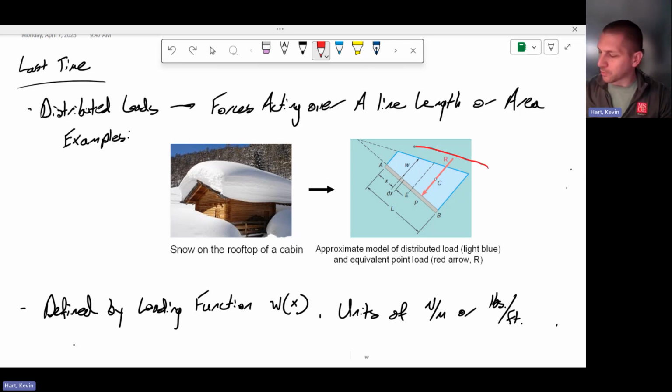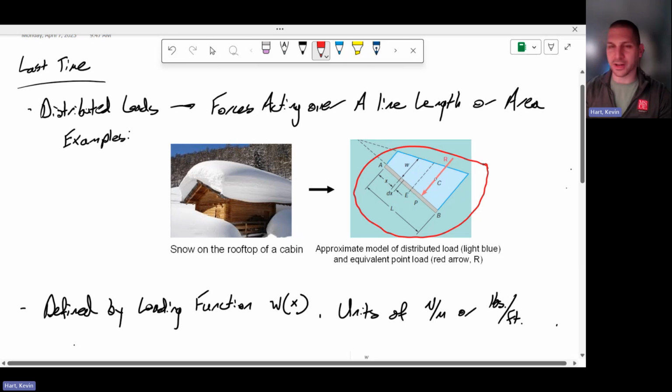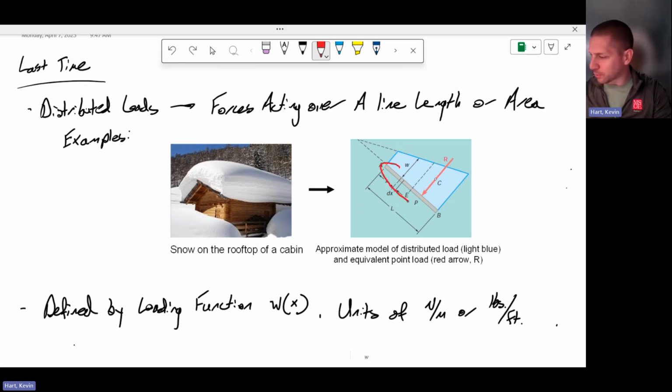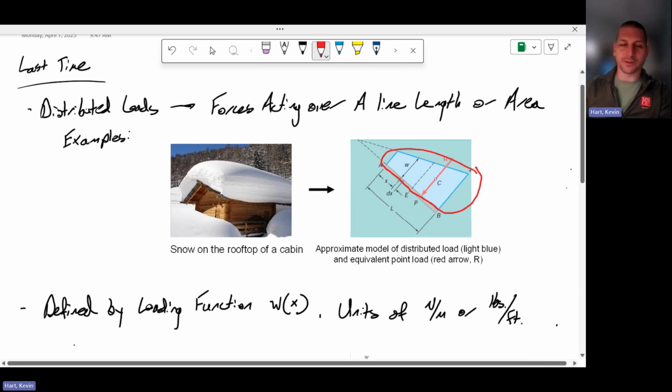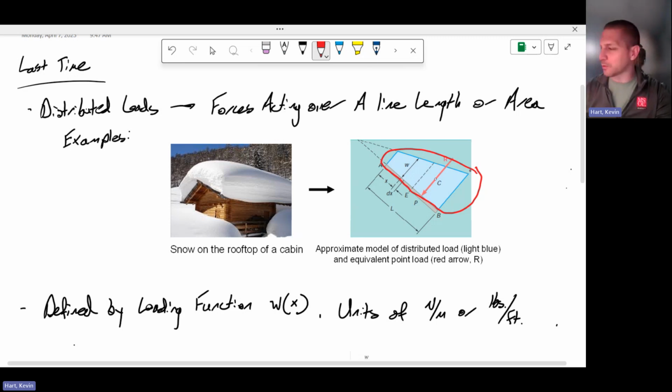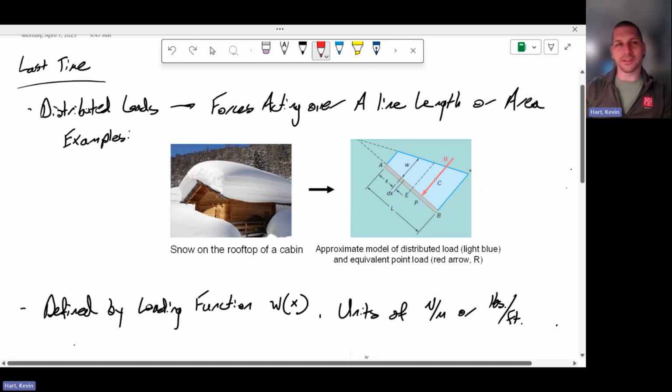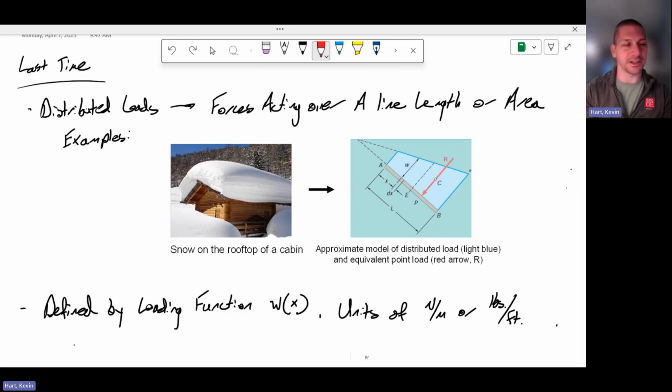Over here on the right, we show a model of what that might look like if you're looking at, let's say, one portion or segment of the rooftop. This would be the roof here. And then in blue, you have this trapezoidal figure, which represents the distributed load, or the snow, acting to push down on the top of the roof. The point of this lecture is to discuss how to analyze these distributed loads, where we transform them from this distributed case into a singular point load.